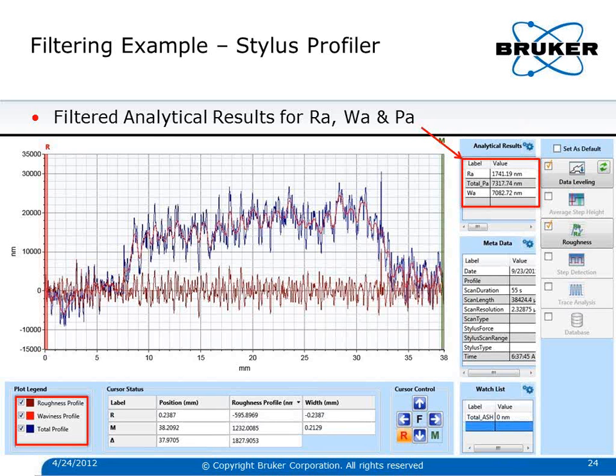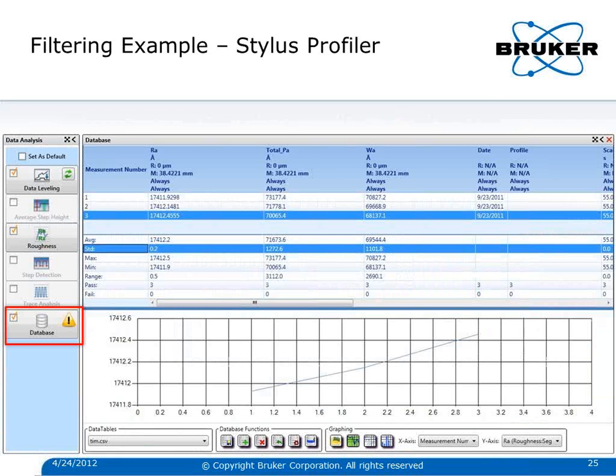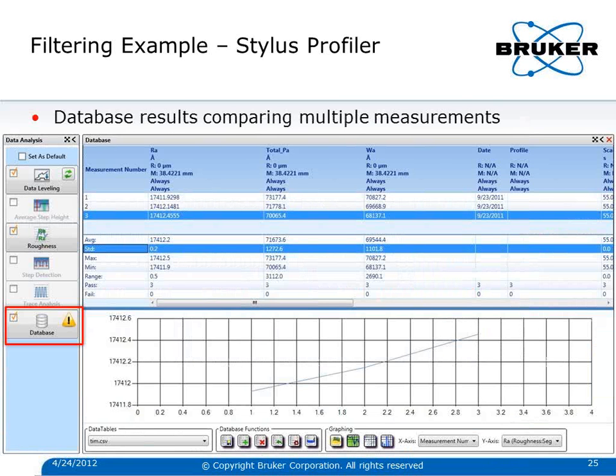And so once you collect the data, you can do a whole host of further analysis. You can do things like database analysis of the data. So here we see we did the scans 1, 2, and 3, and at the top you see we have an RA profile. We have a total PA profile, or the primary profile, and the WA for the waviness profile. And then we have the results for scans 1, 2, and 3 for each of those. And then below that, we have the average and the standard deviation, the maximum, the minimum, and the range of values. And we can also display the data as a graph in here.